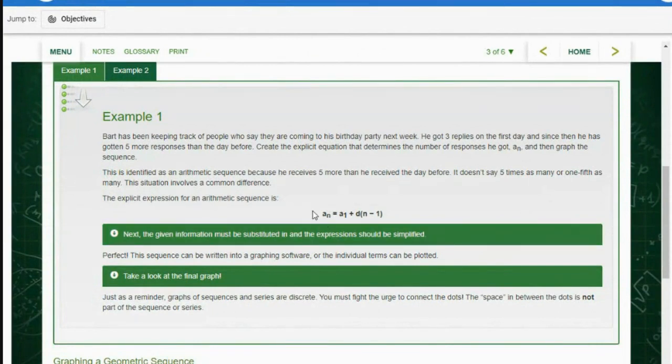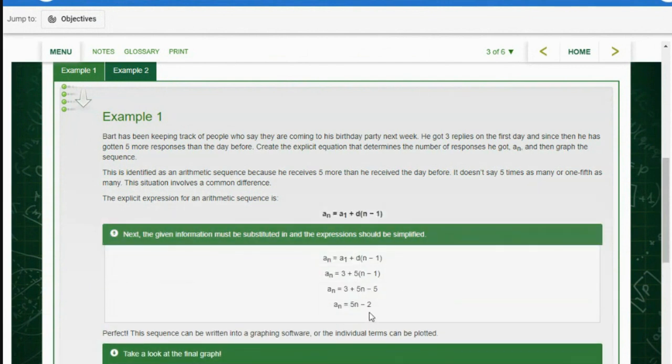Explicit arithmetic sequence, and this is showing how to graph this arithmetic sequence, which you could put into Desmos. So what he did is he took A1 plus d(n minus 1) and substituted. He got 3 replies for his birthday on the first day. He got 5 more the second day, so the second day he got 8 replies. Then he got 13 replies, and he got 18 replies. And you can just put this formula. You don't have to simplify it. They simplify. You can put it just like this, and it would graph it.